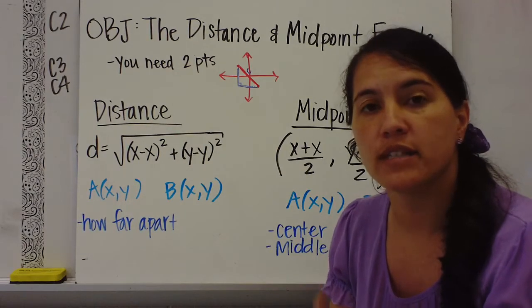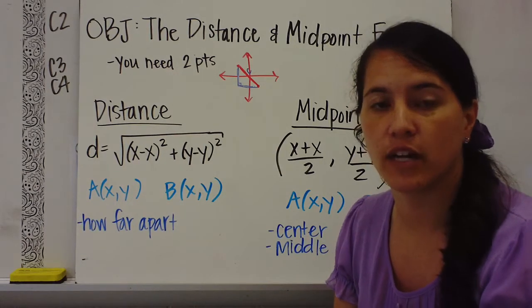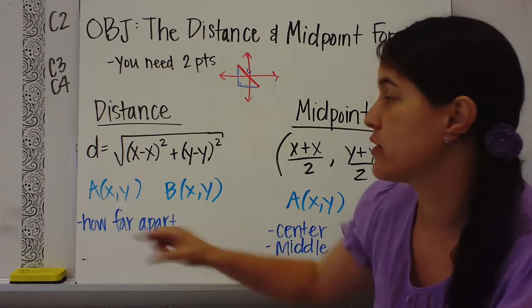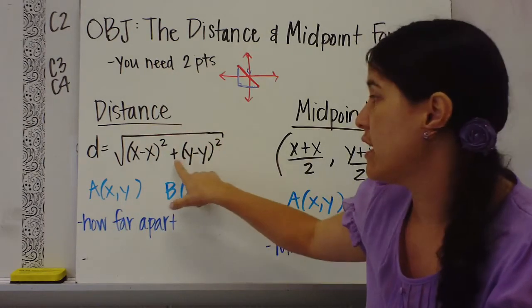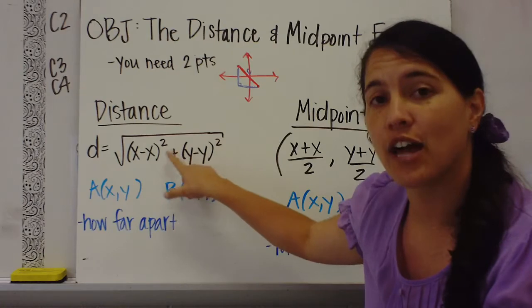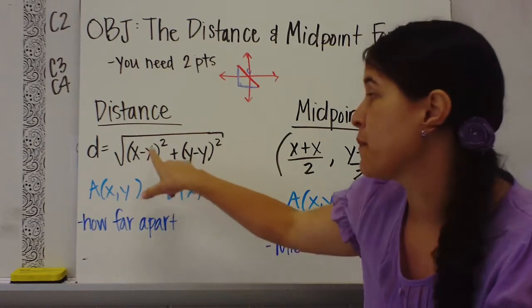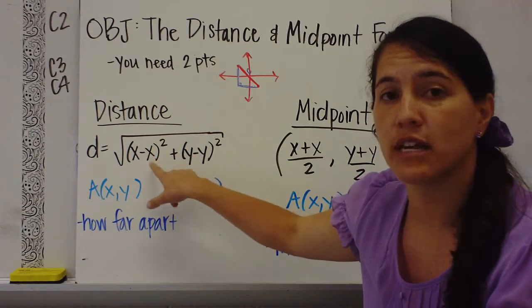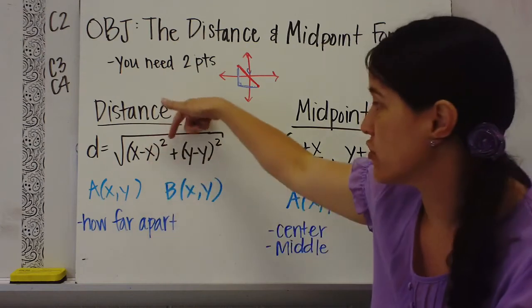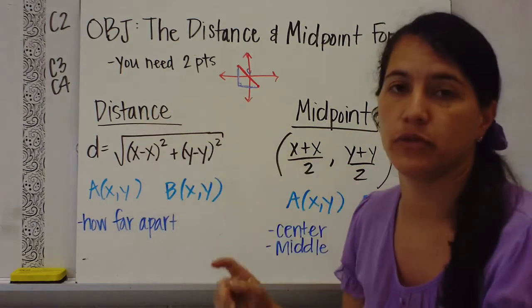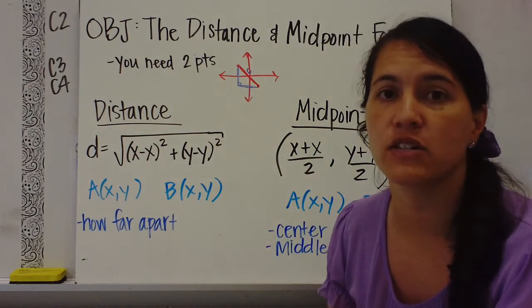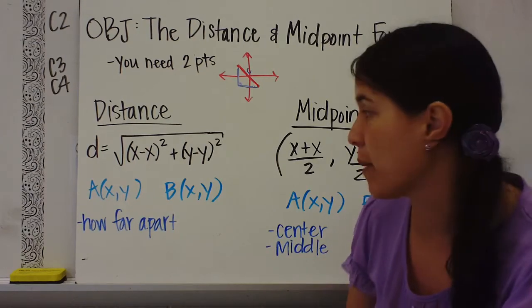The Pythagorean theorem is a squared plus b squared equals c squared, and then at the end you have to take the square root. So the square root, and then this is your adding together, kind of like your a and your b. And so the a represents x minus x. So there's the square and the square and the square root. So the distance formula is derived from the Pythagorean theorem.